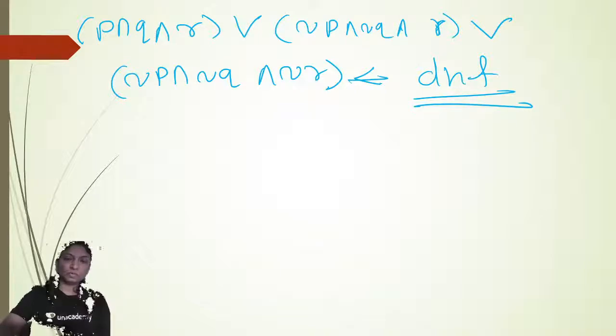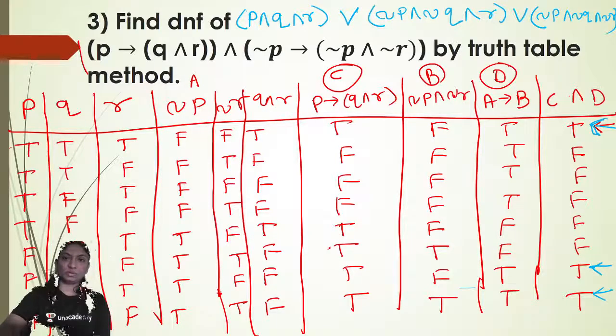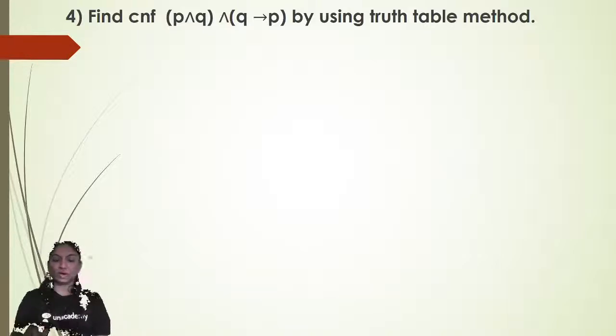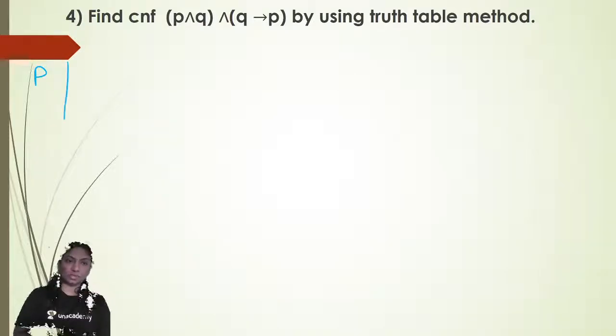Okay, now as we know how to find the DNF by using truth values, next is to find the CNF. DNF we have found, now find the CNF using the truth table method. Okay, we learned to find DNF, now let's find CNF. We will also take one more example of this. To find the CNF, first find out the truth table.